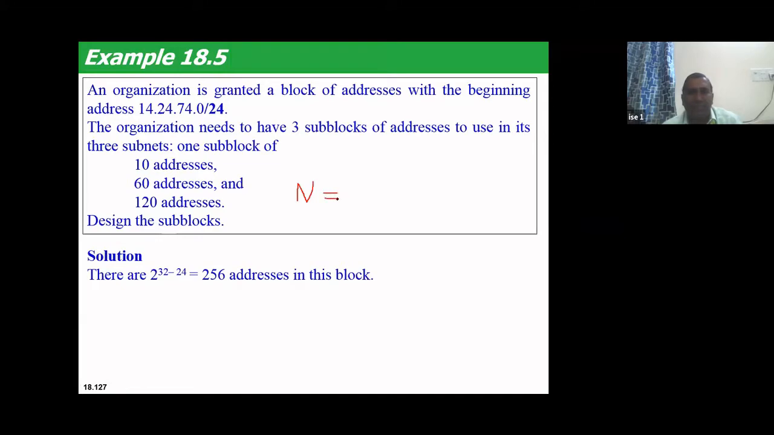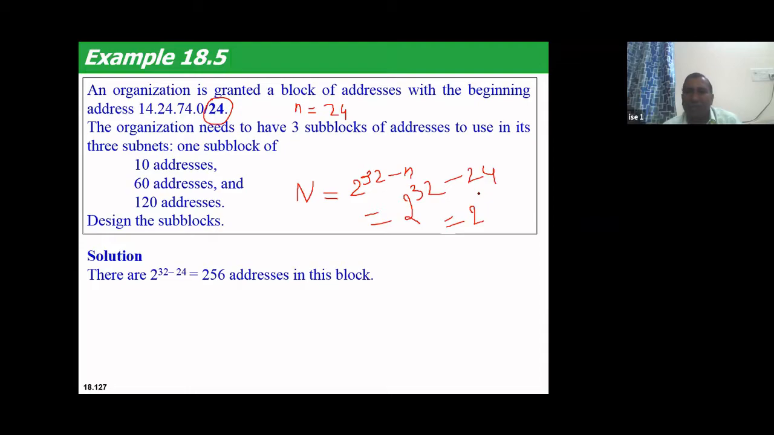The formula is 2 raised to the power 32 minus n. In this case, small n is given as 24. So I have the formula 2 raised to the power 32 minus 24, which gives me 2 raised to the power 32 minus 24.